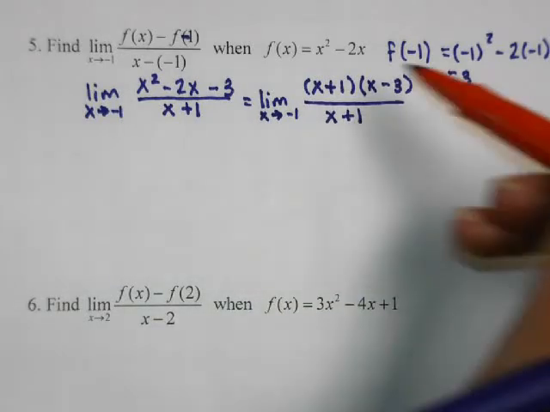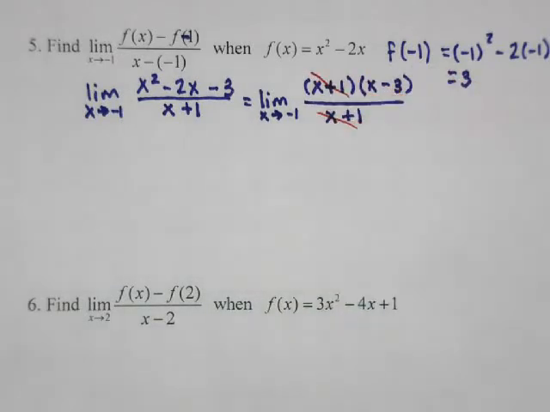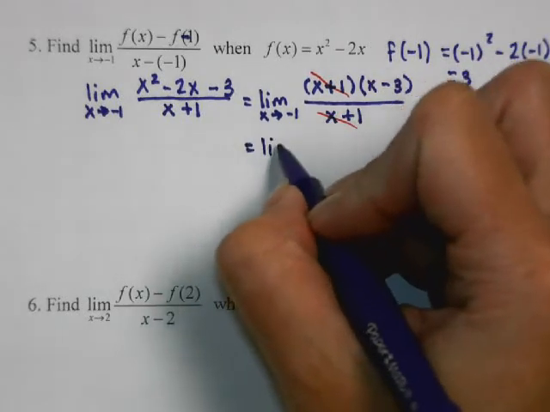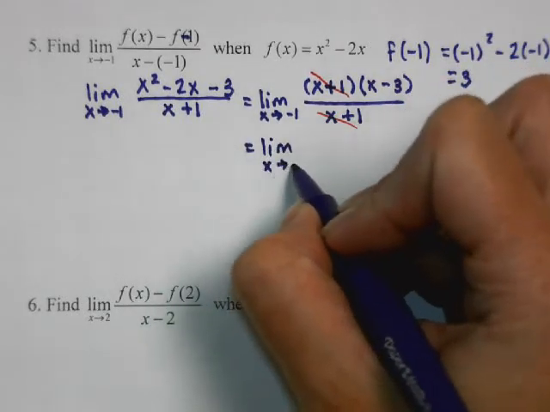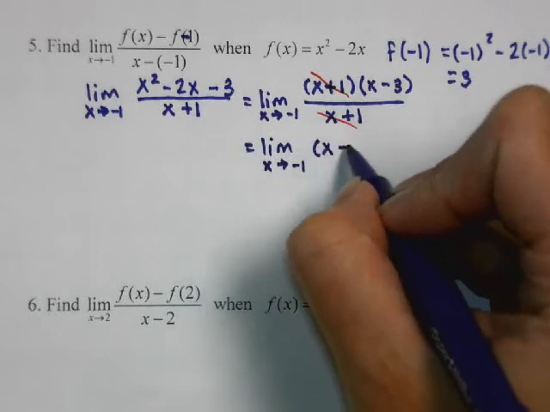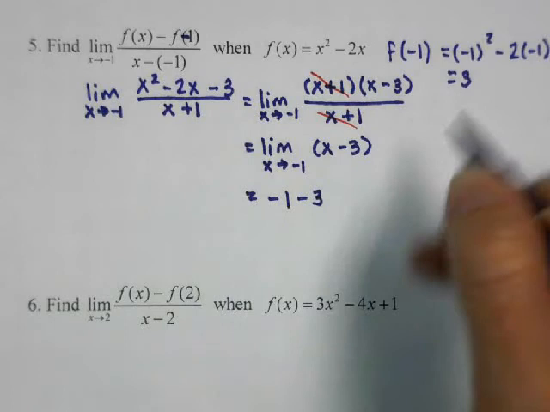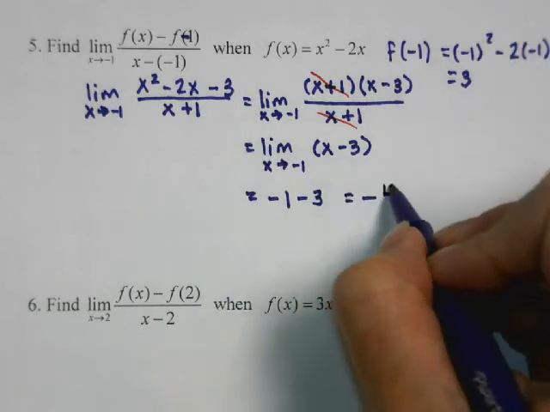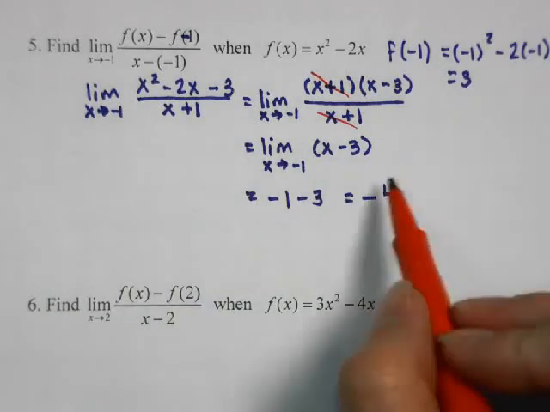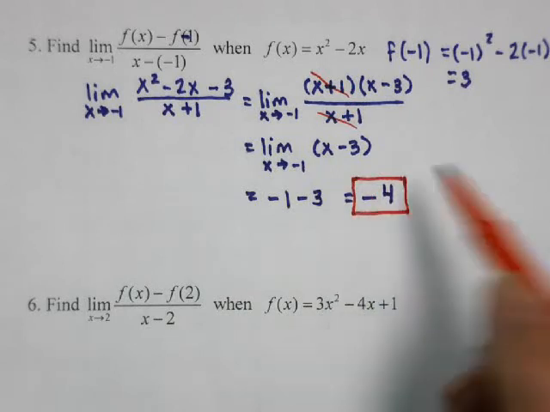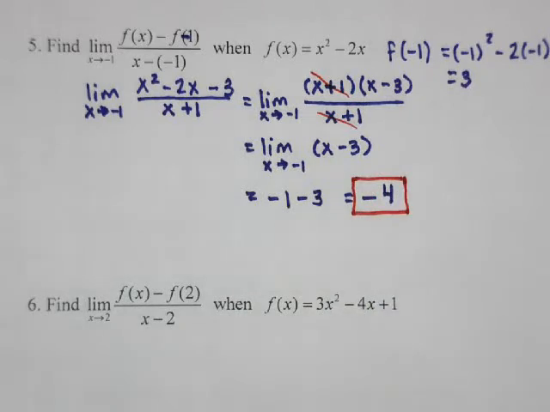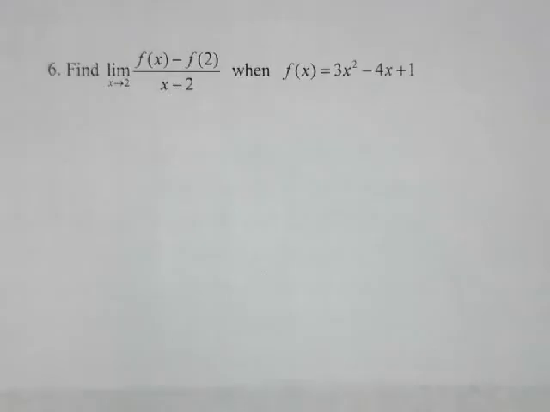Okay, the x plus 1s reduce. So we have the limit as x goes to -1 of x minus 3. So that's going to be -1 minus 3, which is -4. Now, right now, this is just the limit. In our next lesson, that number will have a specific purpose.